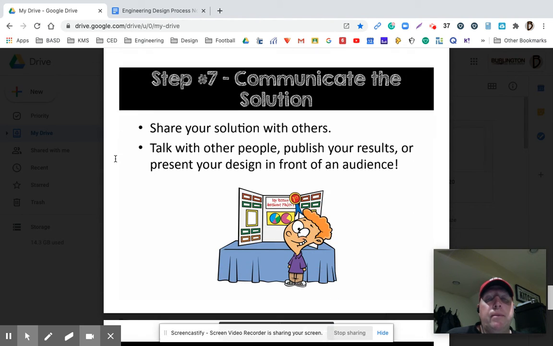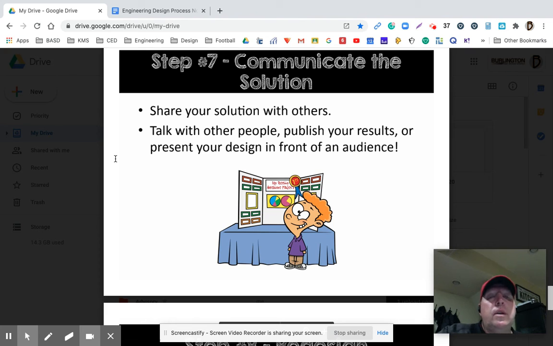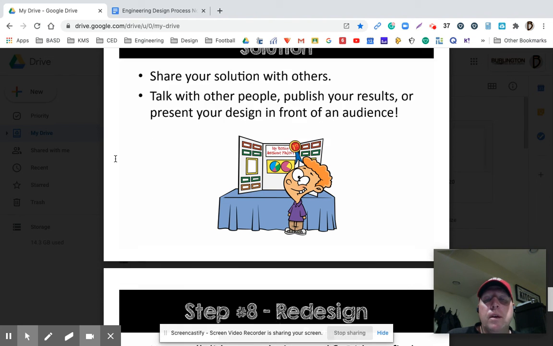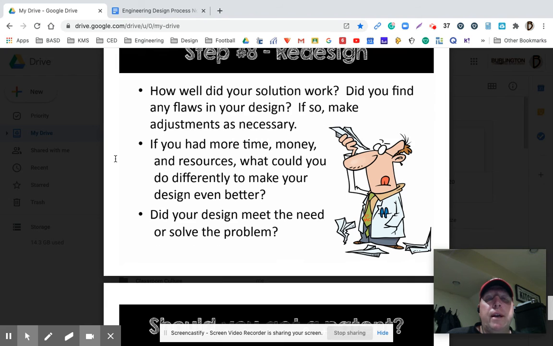Step number 7, communicate the solution. Share your solution with others, talk to people, publish your results, or present your design in front of an audience. This is where you're selling your solution. What can you do with your solution? And this is an important piece, because you can come up with a great solution, but if that solution is not something that anybody knows about, kind of defeats the purpose of coming up with the solution in the first place. And then the final step, the redesign.